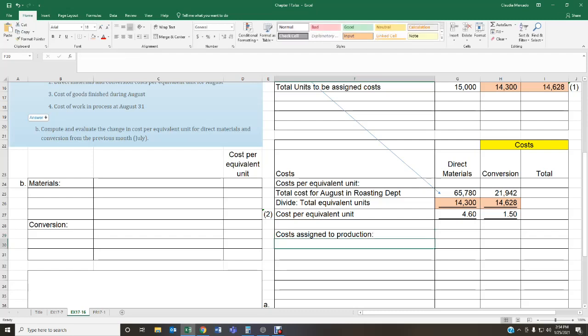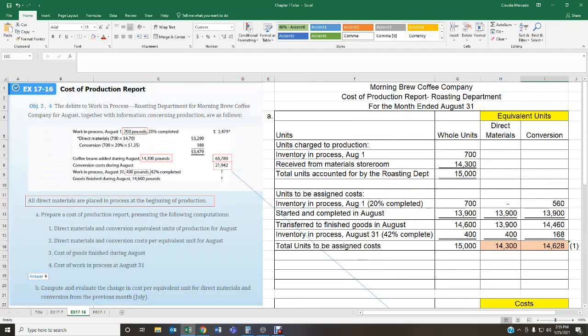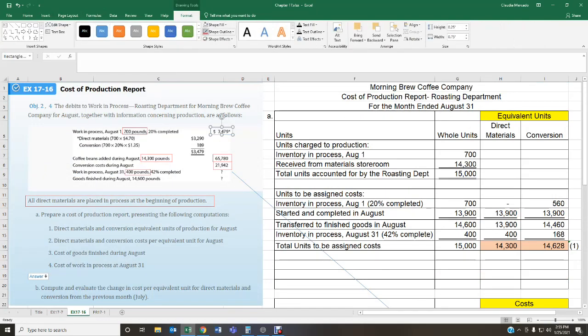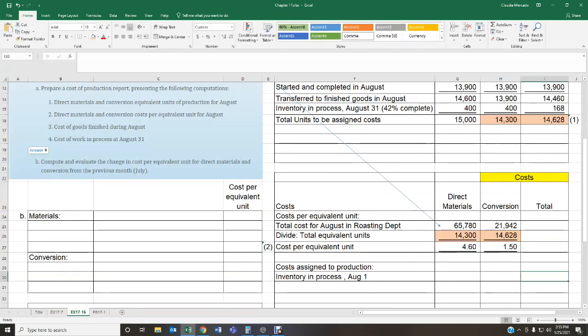And this is where it gets fun. Okay, so here we have our inventory in process as of August the 1st. Our cost assigned to production: how much do we have? What was the cost for our inventory in process? Well, it was $3,479. That was given to us in the problem, so we're going to bring that down. Okay, cost incurred in August.